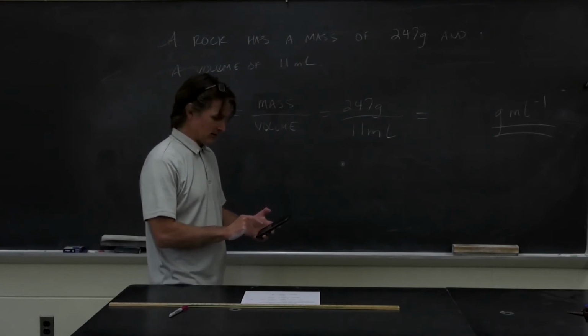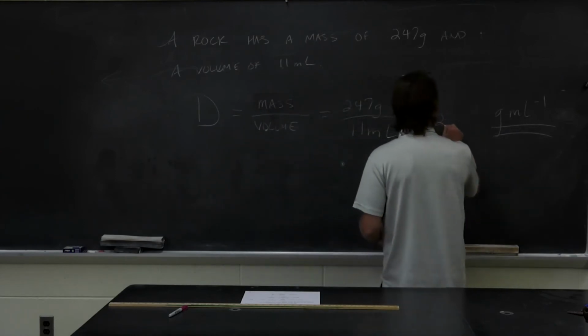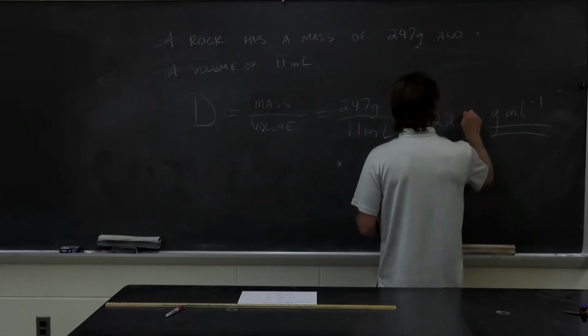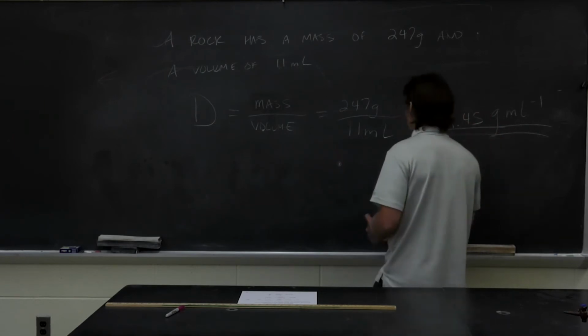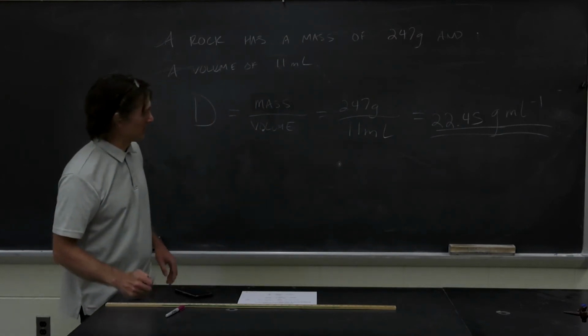247 divided by 11. You're getting... That's not a rock. Holy cow, that's a pretty high density there. 22.45 grams per mil. Does that have to be a metal? That's about the density of osmium.